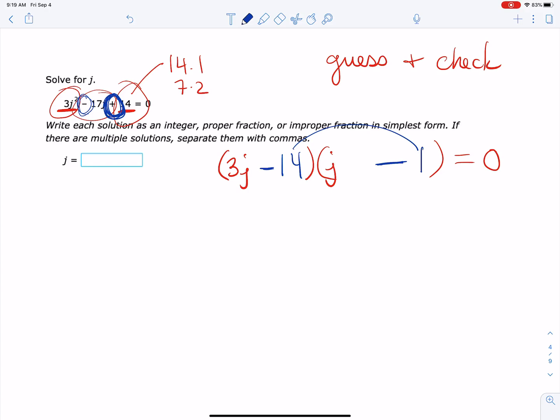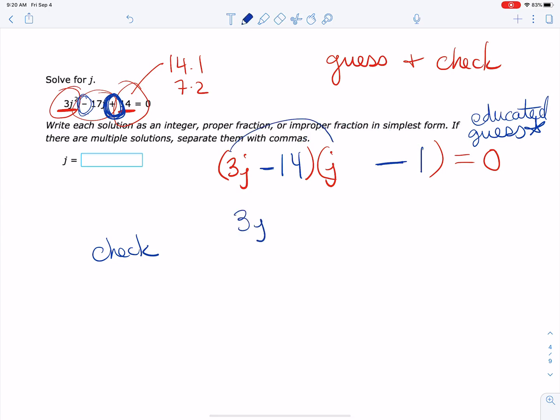So now what I'm going to do, so this is a guess, okay? I'm not 100% sure if it's right. It's an educated guess. It's kind of like completing a Sudoku. Now I'm about to check it. Let's see if it's right. To check it, that requires me to FOIL, okay? So let's see. That would give me a 3j squared, which is better, minus 3j minus 14j plus 14.